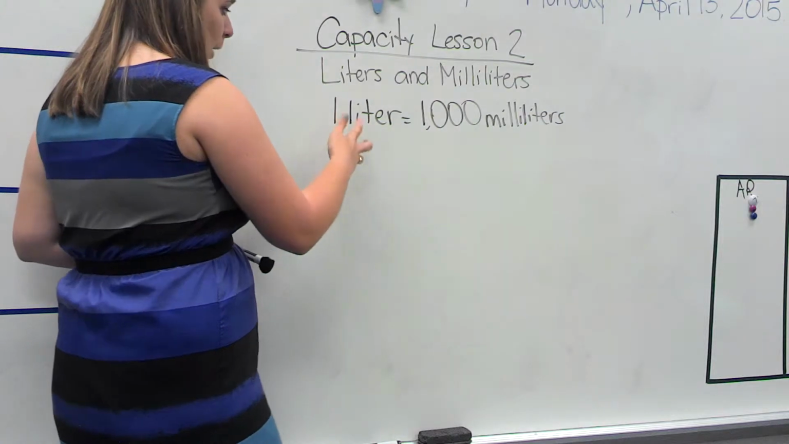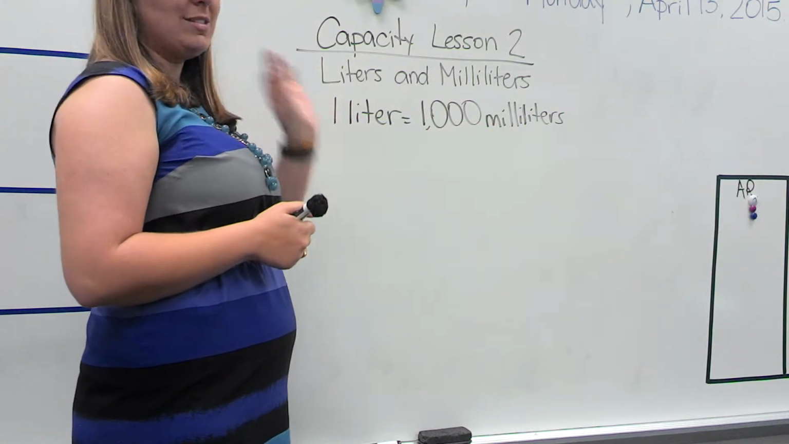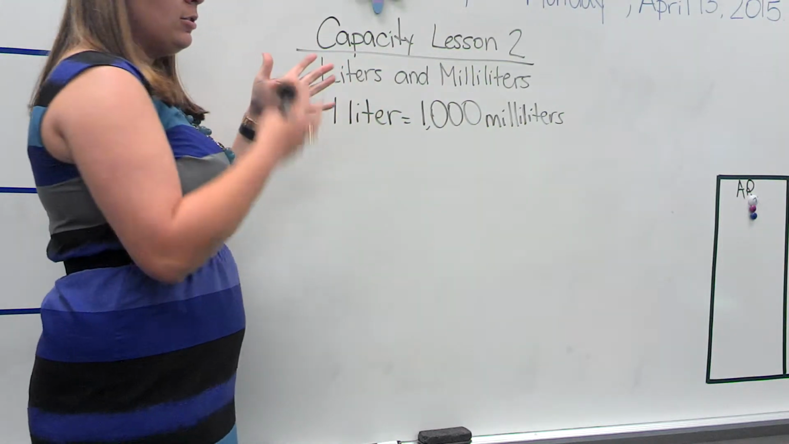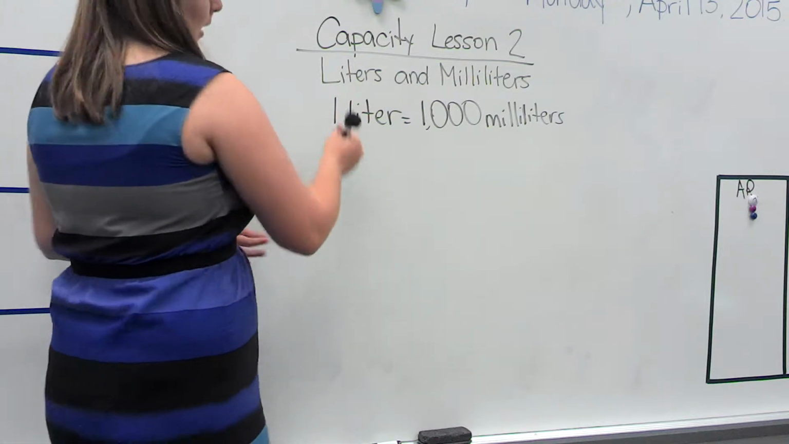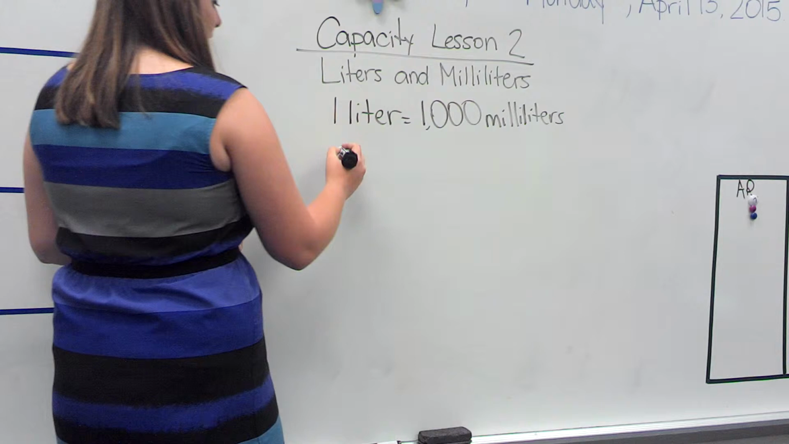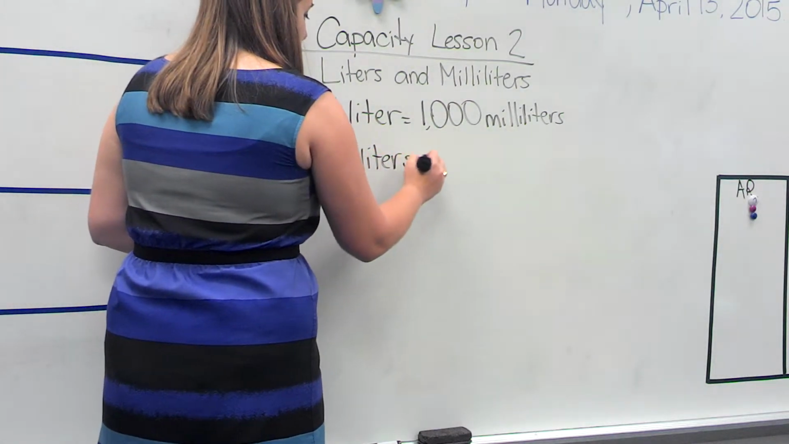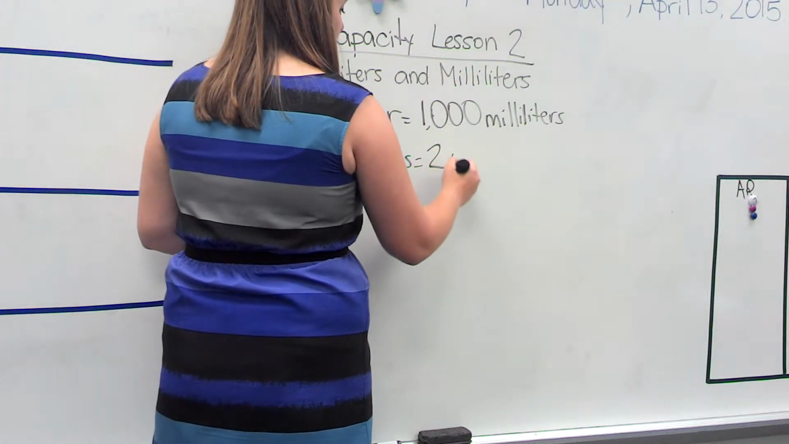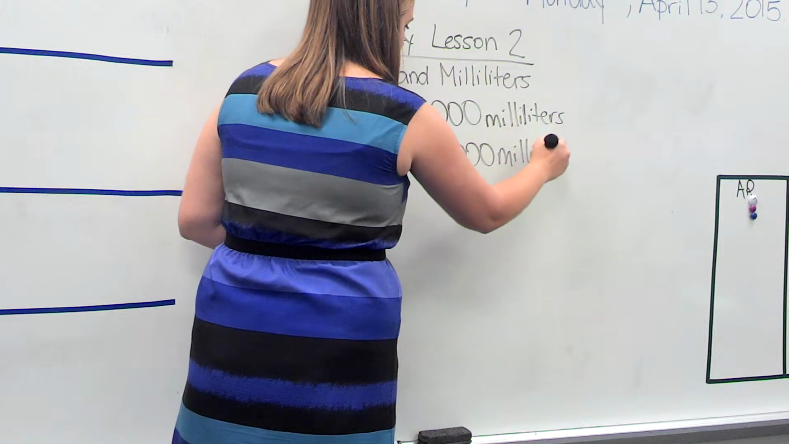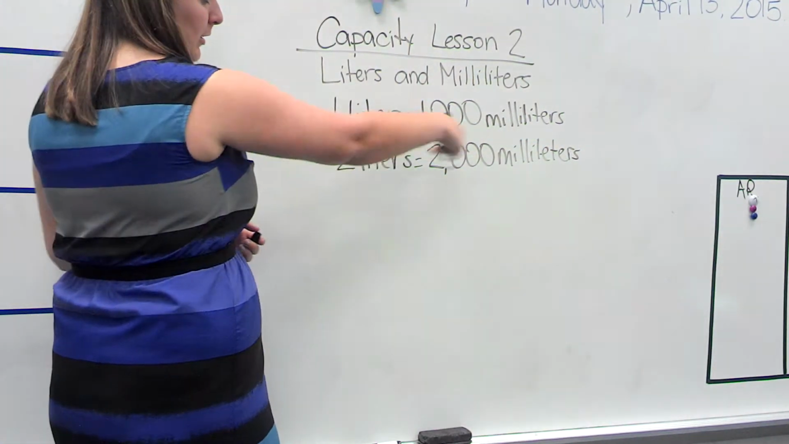Now I'm going to show you how you can do milliliters to liters because it's just as easy as when we were doing centimeters to meters. Centimeters to a meter was 100. Well, we now know liters to milliliters is 1,000. So if I had 2 liters, that would be equal to 2,000 milliliters.